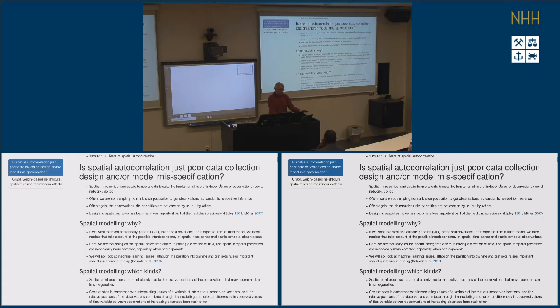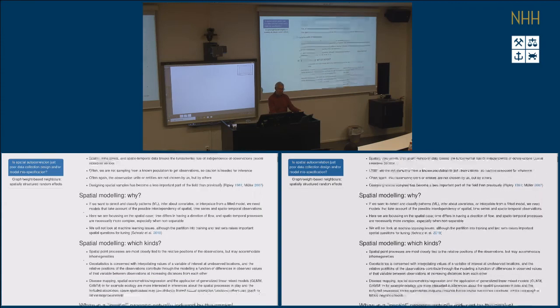That's just space. Time has its own problems. Obviously, time is directed, so time is a directed graph. And then spatiotemporal data combines these two areas, in which autocorrelation, that's the lack of independence between observations, breaks the fundamental rules of independence of observations. Social networks are the same. So looking at network problems, you're in exactly the same problem.